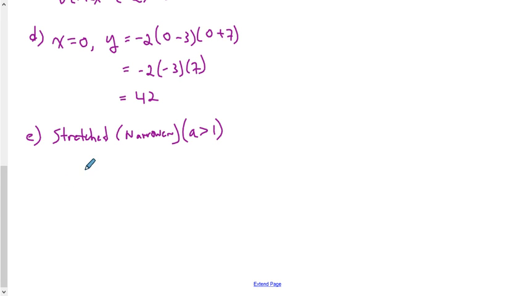Okay, now F was, does it open up or down? It opens down. And how do I know that? It's got a negative value at the front. So that means it's going to open down.